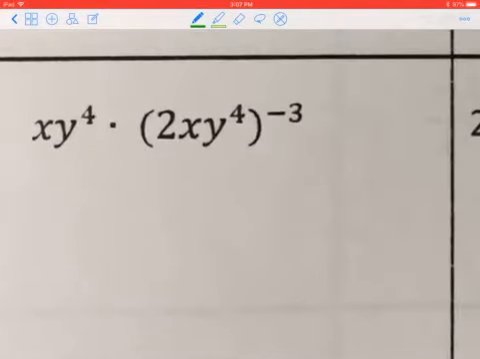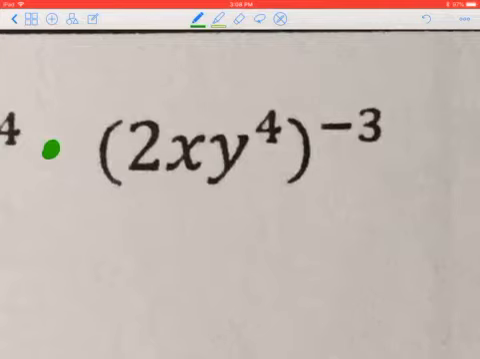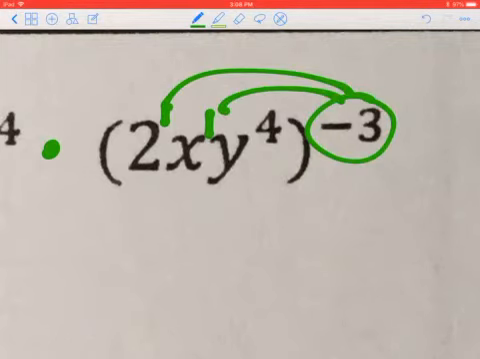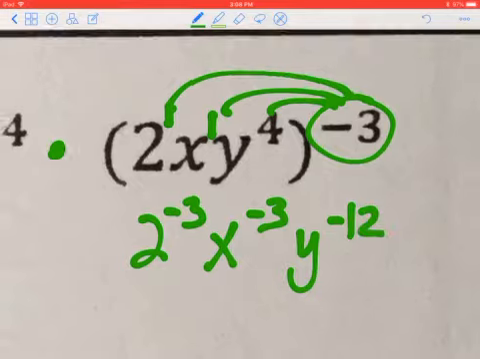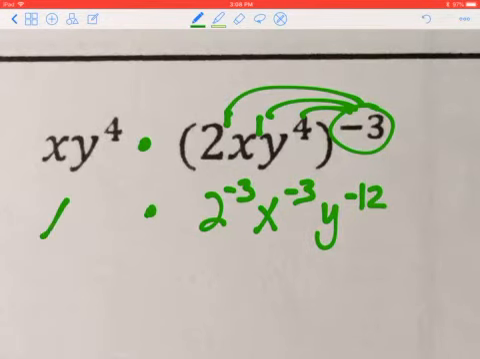Number 22, we have y to the 4 times, remember the dot means times, and then we have the exponent over here, so the 2 has the exponent of 1 and the x has the exponent of 1. When we distribute the power, we're going to get 2 to the negative 3, x to the negative 3, and y to the negative 12. All times x and y.